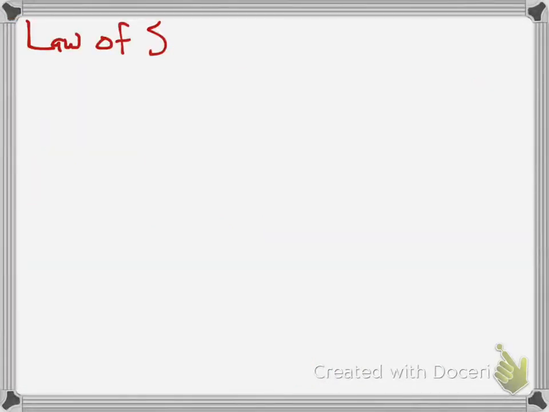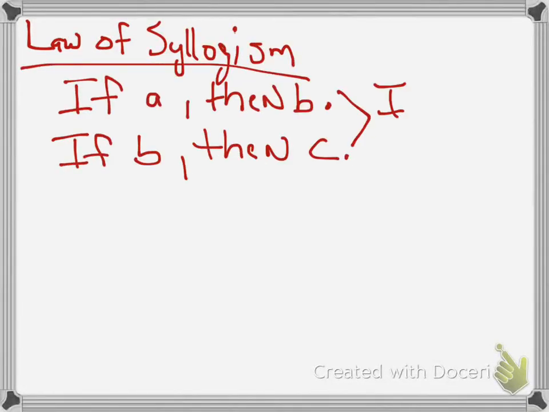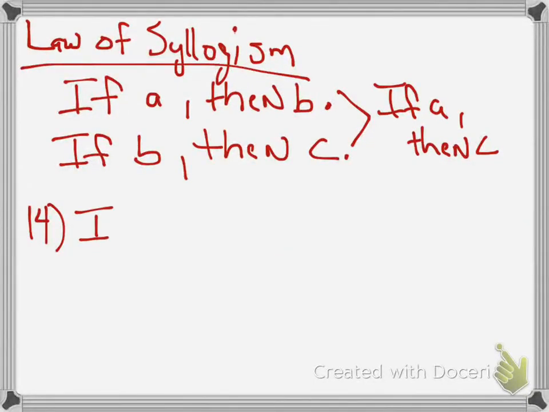Okay, law of syllogism. What is the law of syllogism, sir? If A, then B. If B, then C. Then that means if A, then C. So basically, you're seeing that B statement as a joiner. So on number 14, we talked about, and I don't have that question in front of me, but you should have your final right in front of you.